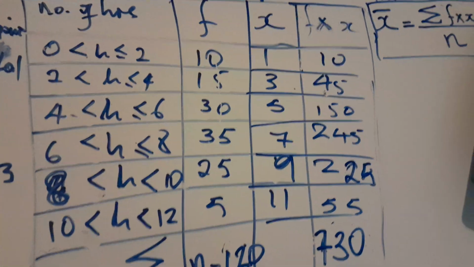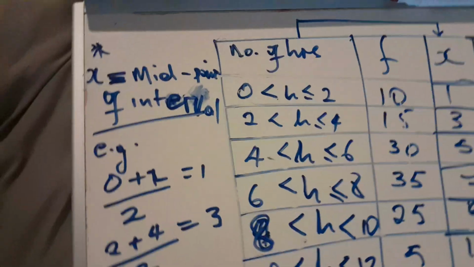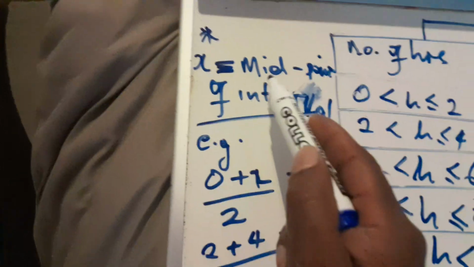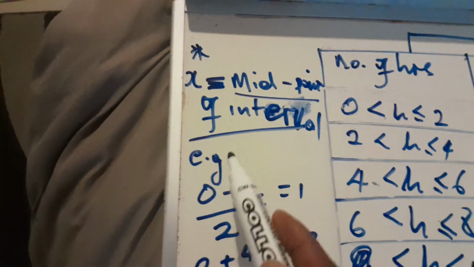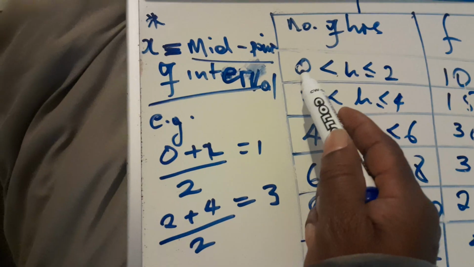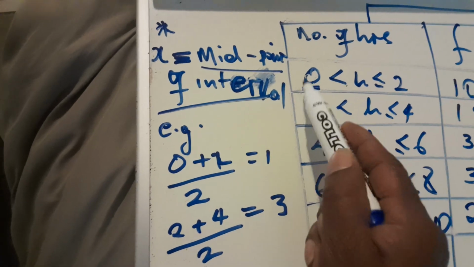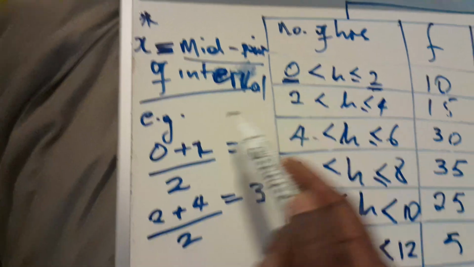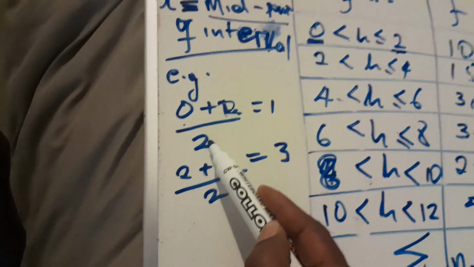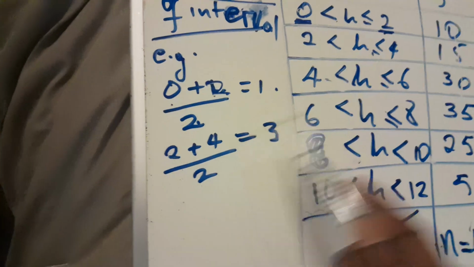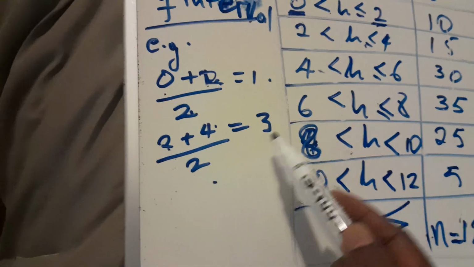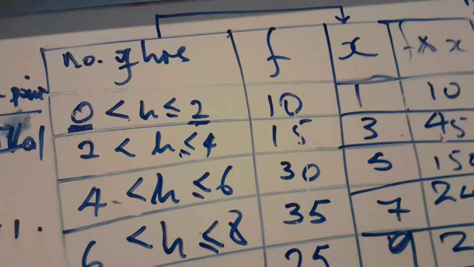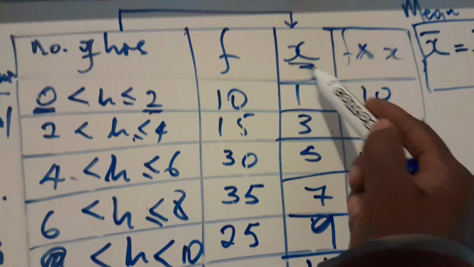So what you do, for example, if you are looking for the midpoint, you just take the lower and the upper limits there and you add them together. 0 plus 2, then divide by 2 gives you 1. Next one, 2 plus 4 divided by 2 gives you 3. If you go on throughout, you're going to now have a column here for the midpoints.